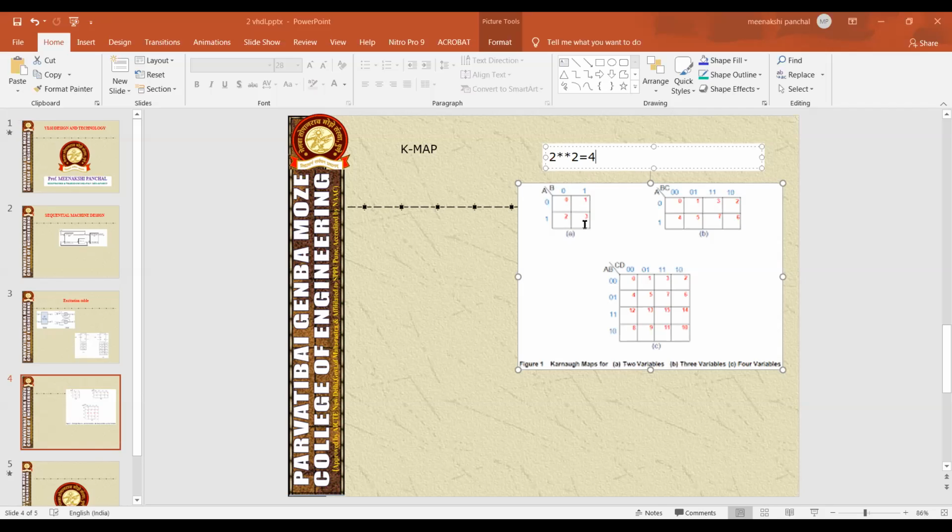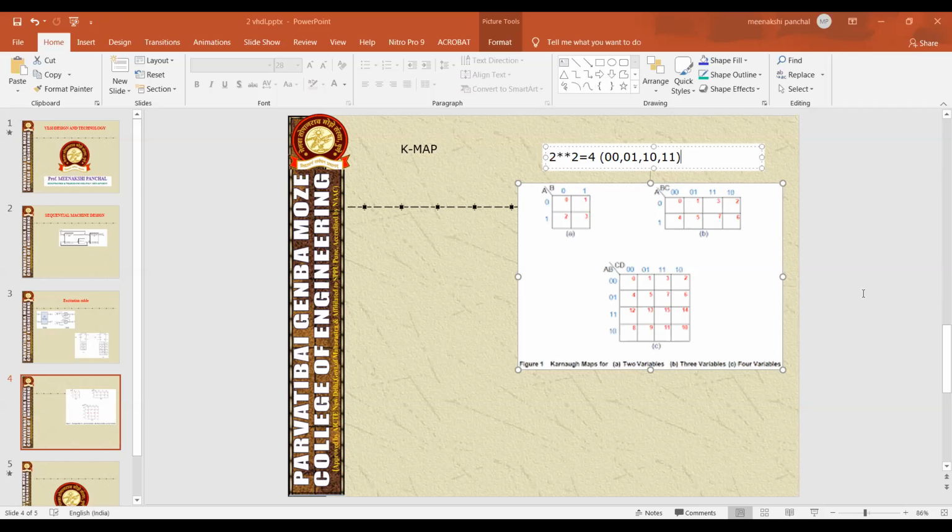So these four possible cells are written, and each cell is determined by the possible combination, such as 0 0, 0 1, 1 0 and 1 1. This bar is called the variable separation bar. Here A is written here and B is written here. This cell, 0 0, specifies the relationship between these two variables, and 0 1 represents the relationship when this one is low and this one is high. This cell represents the relationship between A and B when A is high and B is low, and this one represents the relationship when both are high. So this is the 2 into 2 K-map.